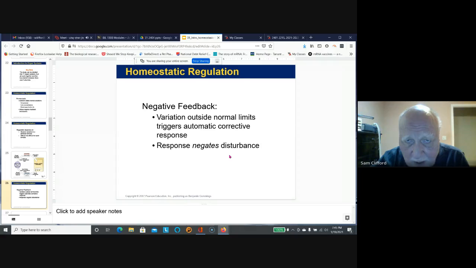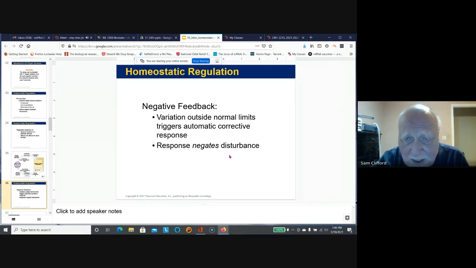So negative feedback negates the disturbance. So you're getting cold, the wind's blowing, the temperature's dropping. You put on a jacket, or you start to shiver, or you go inside. So it negates the disturbance because everybody knows you can die from hypothermia. If you stay outside too long, if your temperature drops below 37 degrees centigrade, you'll begin to get sleepy and you'll wake up an icicle, but you'll be dead.